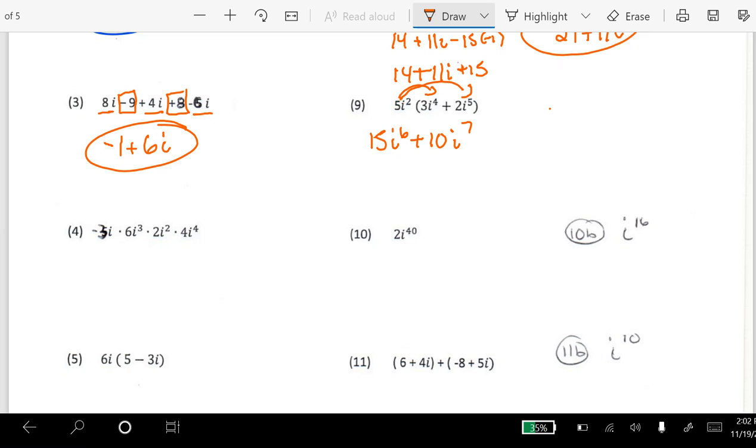i to the 6th is going to be the same as i squared. And again, for that, you can just do 6 divided by 4. And the i to the 7th, which has the 10, is going to be 7 divided by 4, so that'll be i to the 3rd. So now we're going to replace i to the 2nd and i to the 3rd. So this is going to be 15 times negative 1, and then 10 times the negative i. Answer is negative 15 minus 10i.